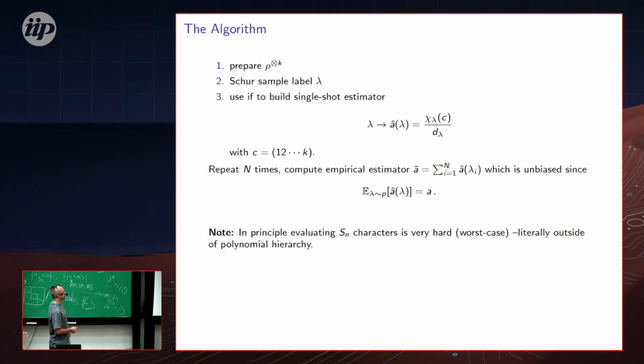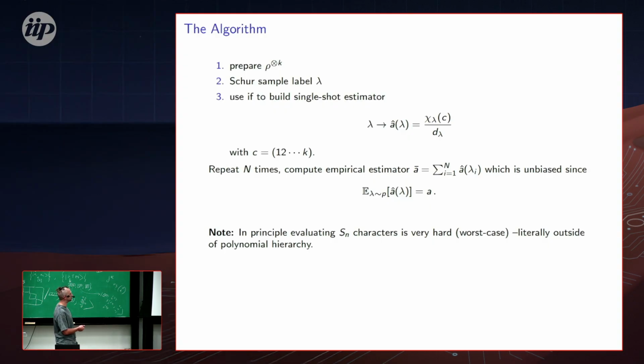Something to note is that in principle, evaluating Sn characters, so each time you get lambda, you need to evaluate the character of a permutation on irrep lambda. In general, evaluating Sn characters is very, very, very hard. It's literally outside the polynomial hierarchy. Like deciding even the positivity, if an Sn character squared is 0 or larger than 0, is C equals P hard. So it's a very, very hard problem. But it is worst case.